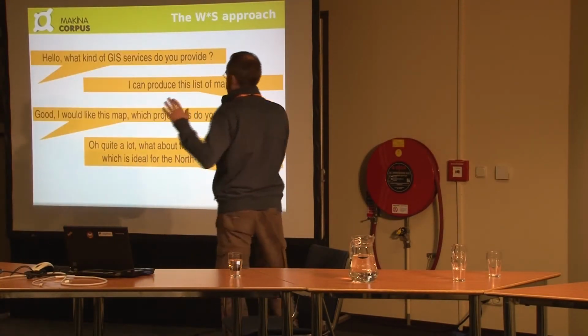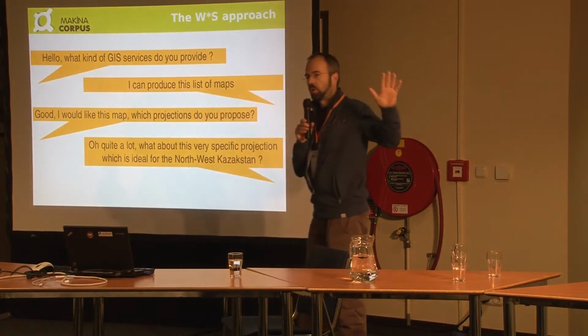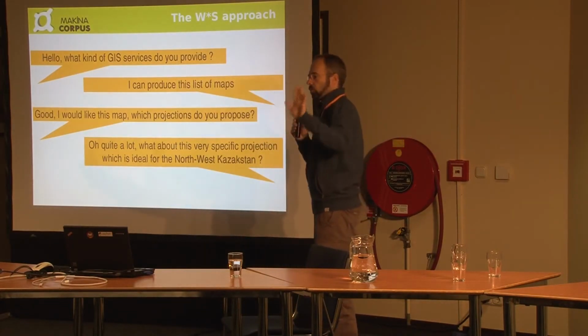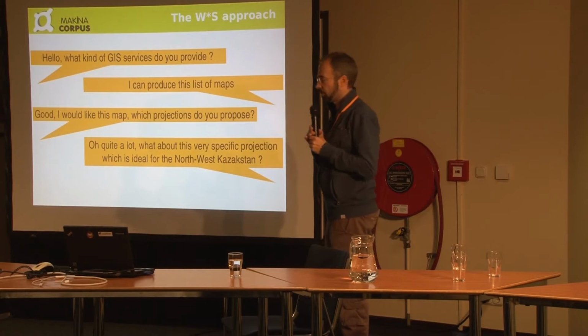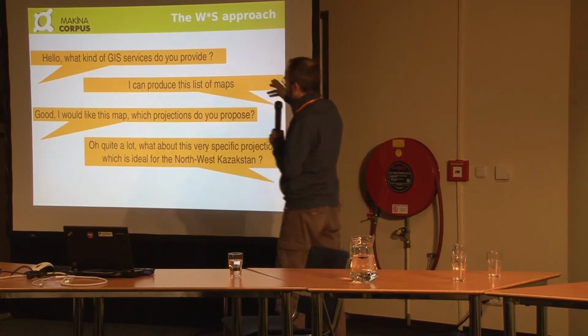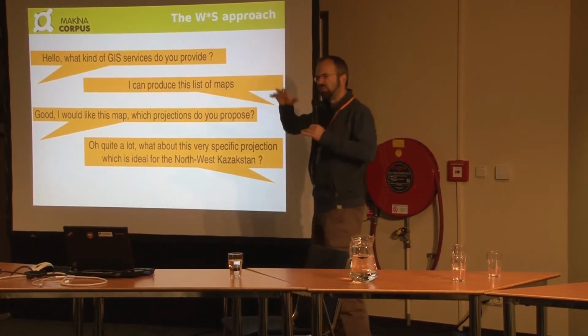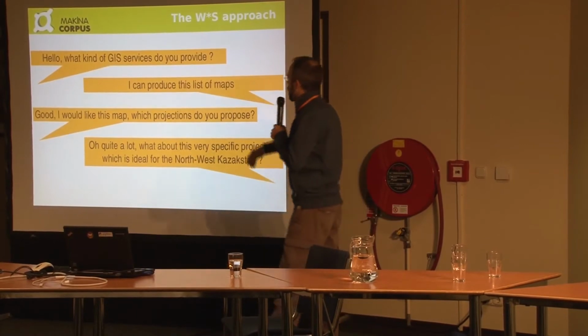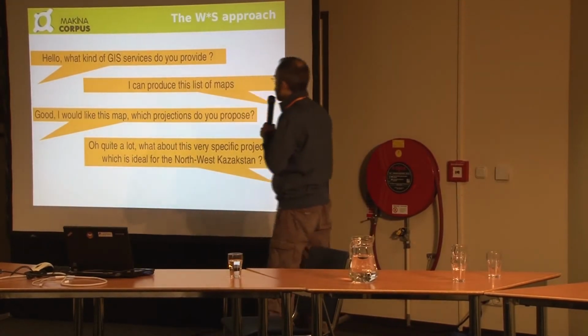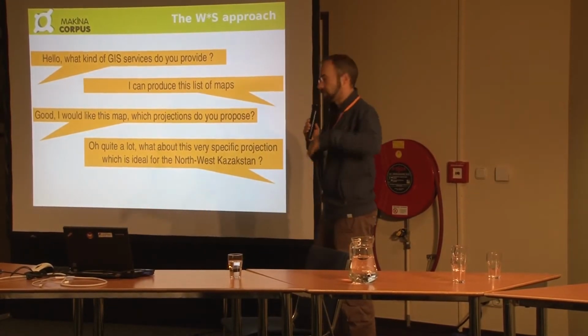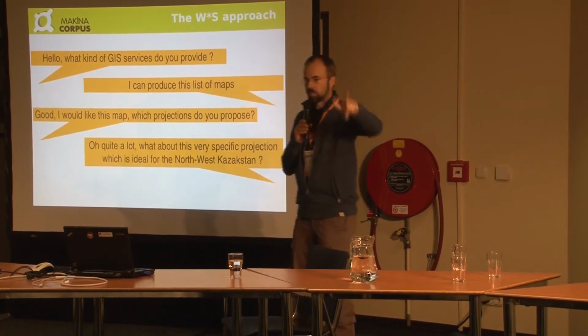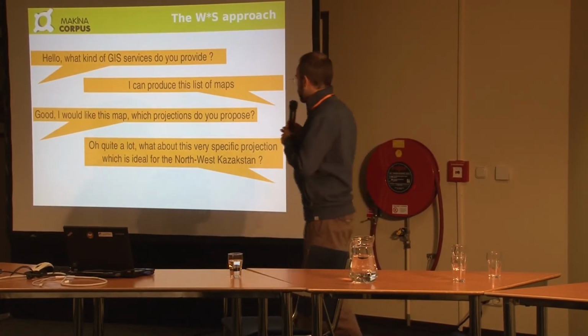When you try to build a map with OpenLayers and get your map from an OWS server somewhere, you have this kind of dialogue. This is all in XML, really fat XML. So you have: Hello, I want to know what you provide as service. Well, I have this list of maps. Okay, I would like this map. Okay, very good, I can provide it to you.